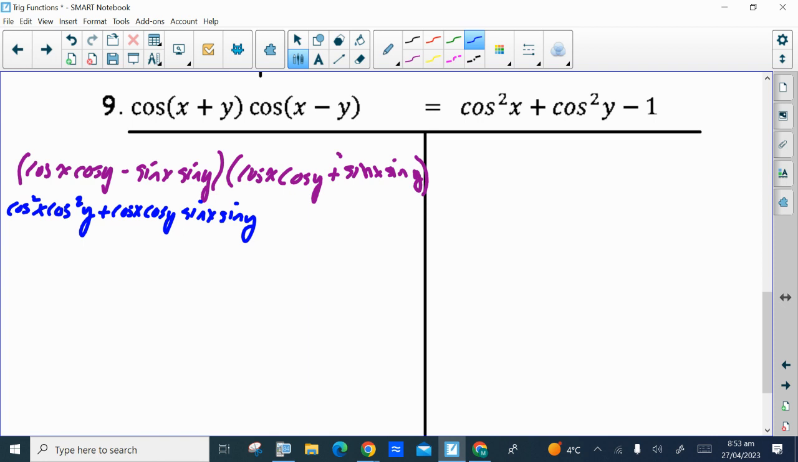And then when we multiply the inner products together, it's a negative times a positive. It'll be negative sine x sine y cos x cos y. And then the last terms, when you multiply them together, it'll be a negative times a positive, which is a negative. And you're going to get sine squared x sine squared y.